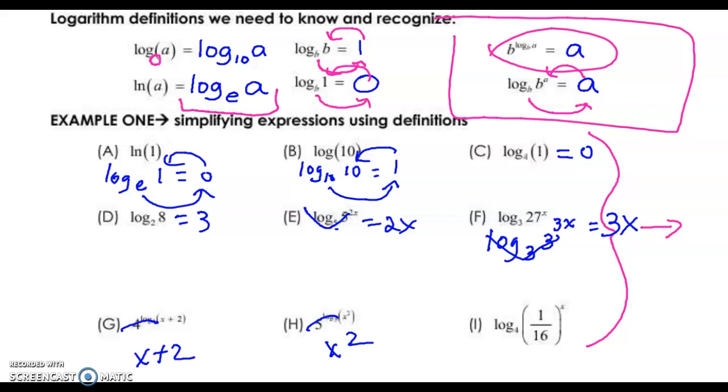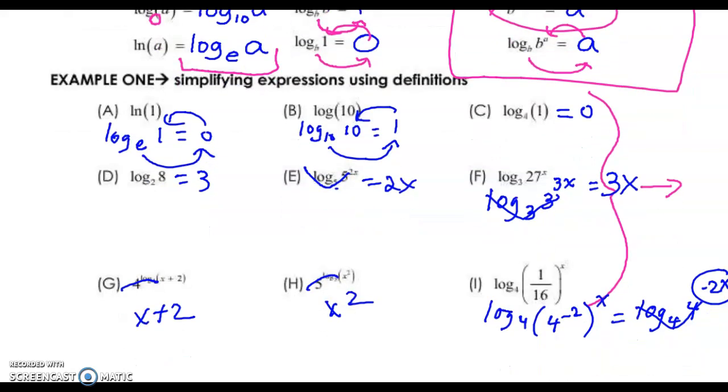Let me rewrite this one. This is log base 4 of, now 1 over 16 is the same as 1 over 4 squared. And if I write that as 4 to the negative 2, right, because that's the same as 1 over 4 squared, to the x power, and then use my properties of exponents from algebra 1, I will see that that's the same as log base 4 of 4 to the negative 2x. So boom, it's just negative 2x. It's an x. All right, let's move on.